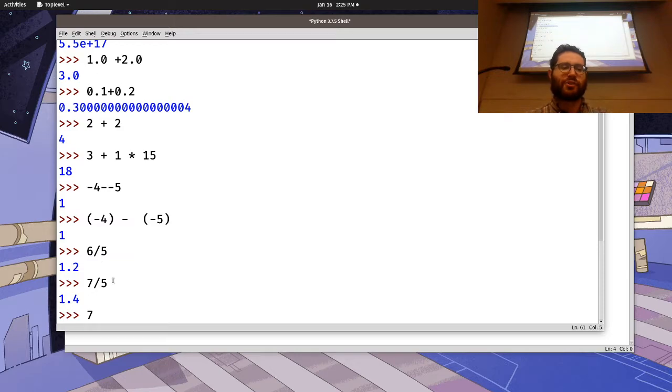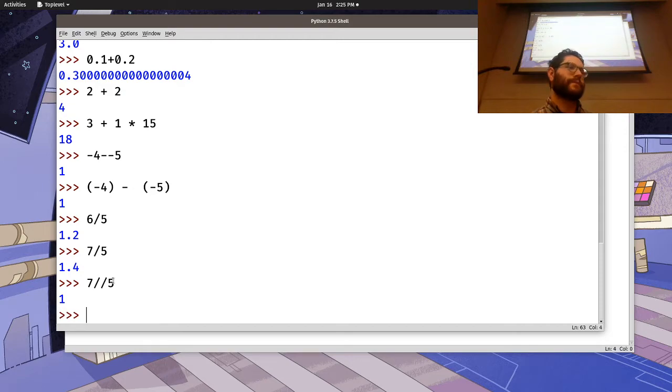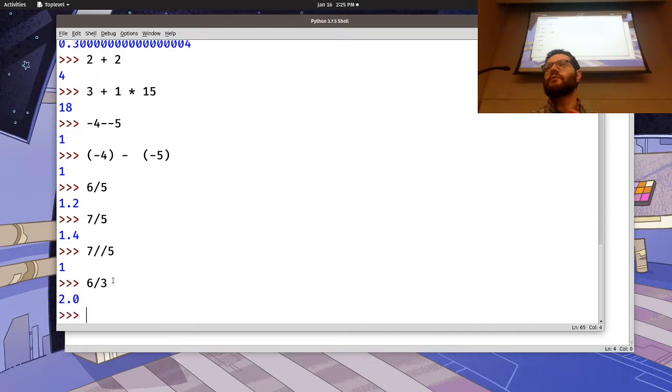To do integer division and behave like other programming languages, we use the double divide operator. So 2 divides gives us integer division. And notice it just gives us 1. And the reason for this is that you might want to keep your numbers as integers, right? 6 divided by 3 doesn't give you 2. It gives you 2.0, right? Anytime you do regular division, even between integers, you end up with a floating point number.